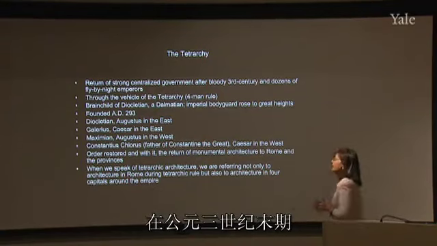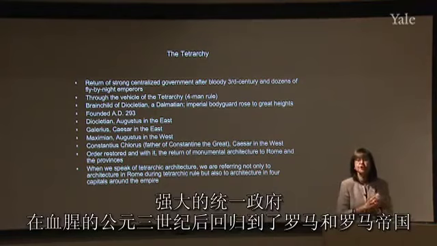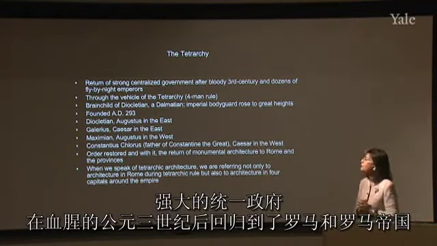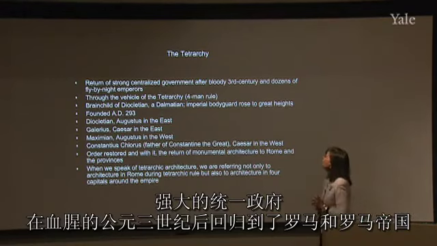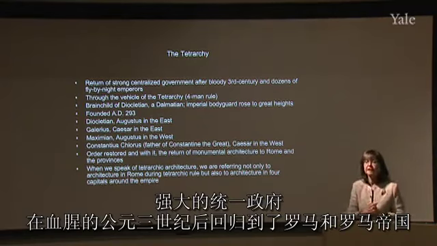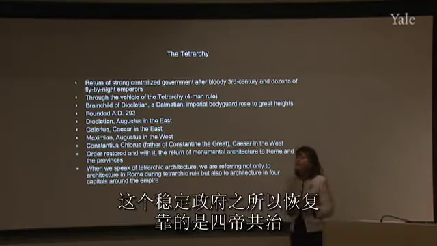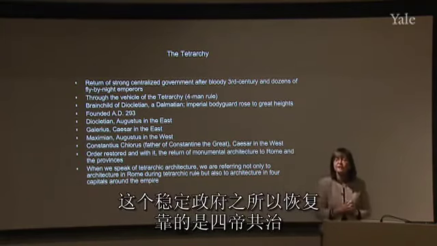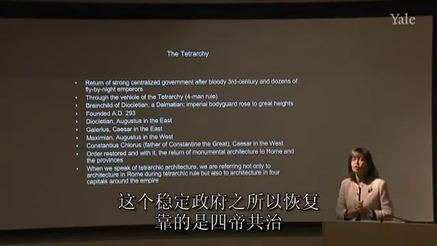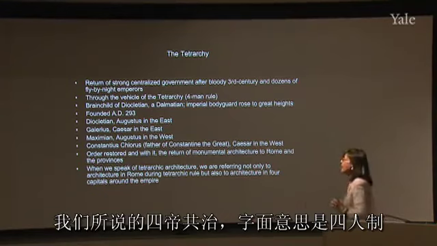What we see happening toward the end of the 3rd century AD is the return of a strong centralized government to Rome and to the Roman Empire after the bloody 3rd century AD and its numerous fly-by-night emperors, as I call them here. And the vehicle of this return of a stable government was the foundation of what we call the Tetrarchy. The Tetrarchy, which means literally 4-man rule.